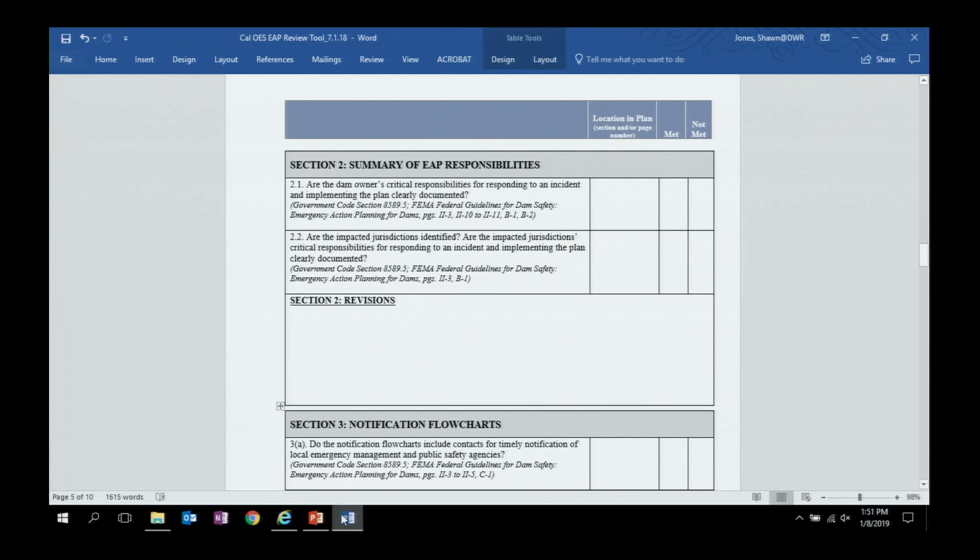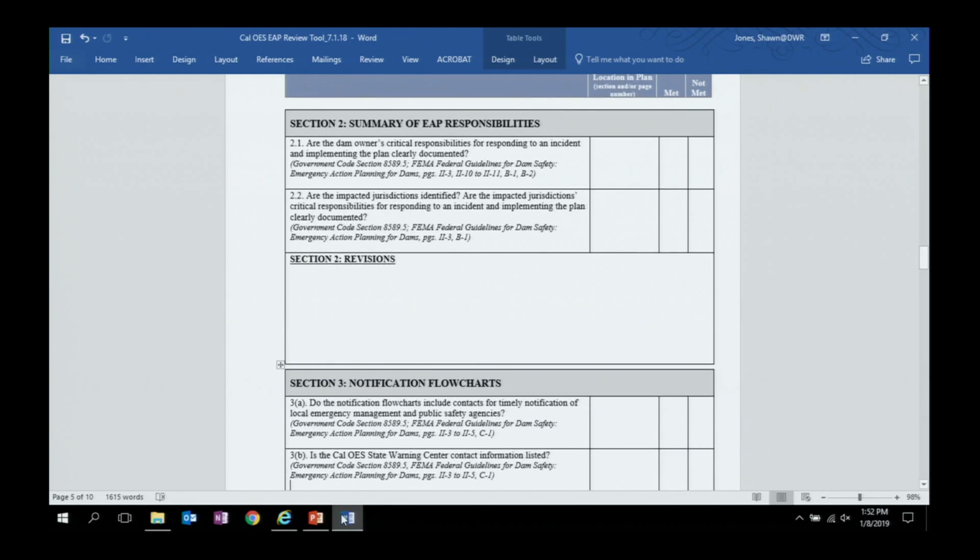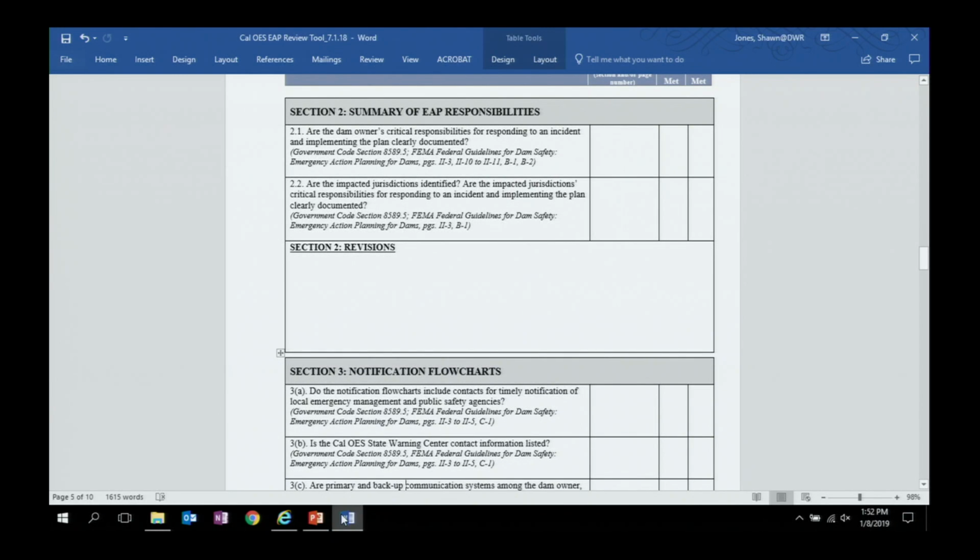Moving on to section 2 is a summary of the EAP responsibilities. What are the dam owner's critical responsibilities? What are they required to do? So we're looking for, what are they going to do if an incident happens? Kind of a step-by-step guide that's going to tell us what it is that they do in their position when something happens. Moving on, are the impacted jurisdictions identified? Are they listed? Within the inundation map, have you identified who those are and listed them? And are you working directly with them?